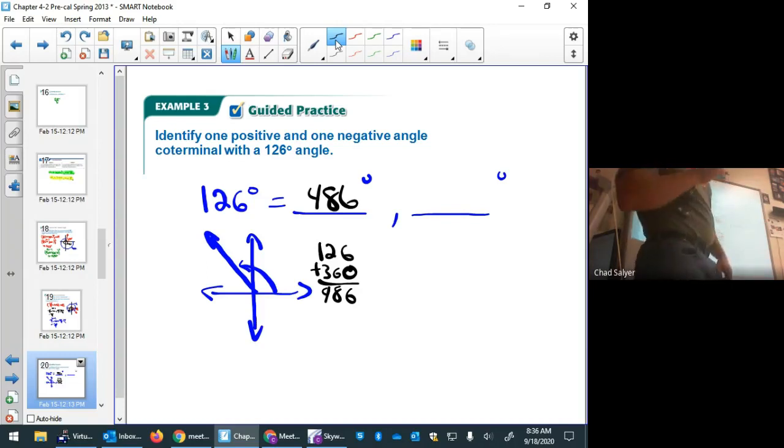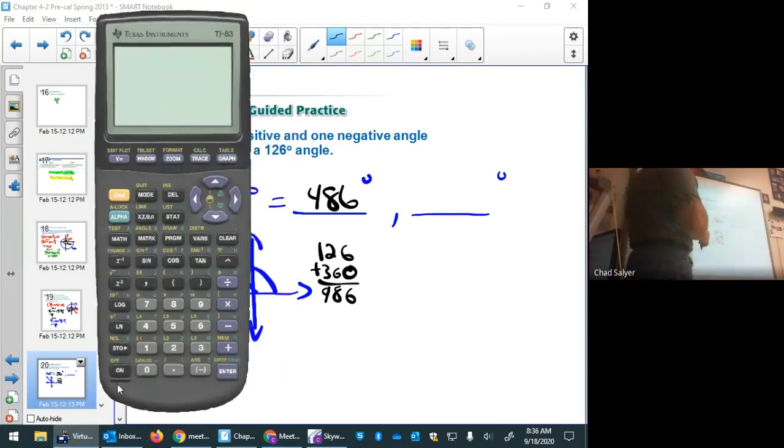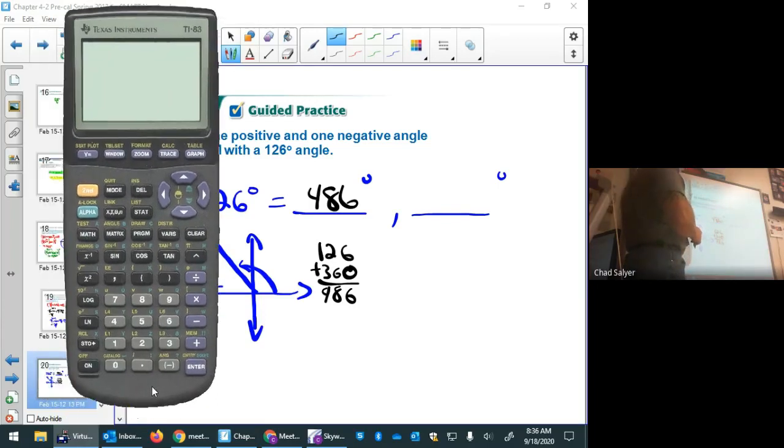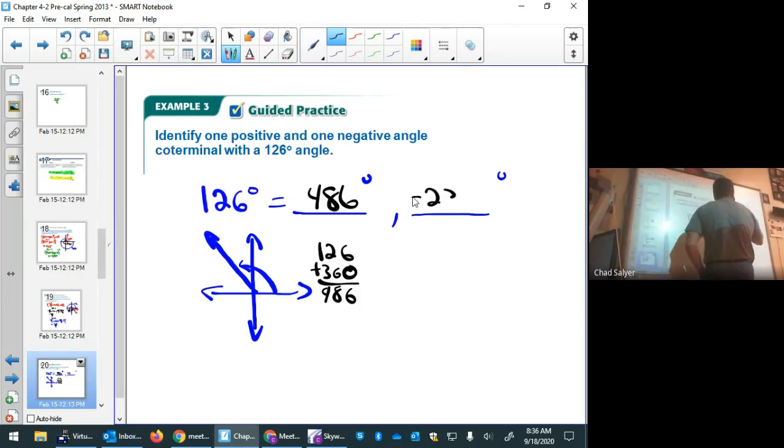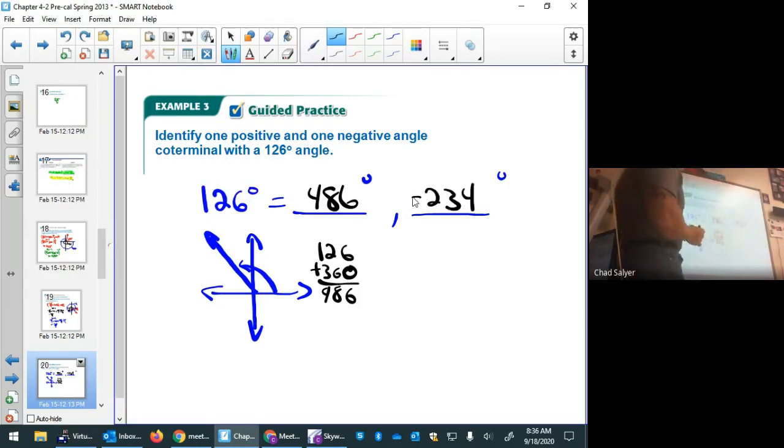And then tell me what your negative coterminal angle is, Jesse. Negative 234. Let's double check you here. Negative 234, very good. All right, so that's an example of a positive and a negative coterminal angle. And they would look like this. The positive one would go all the way around and land back there. And the negative one would be like that.